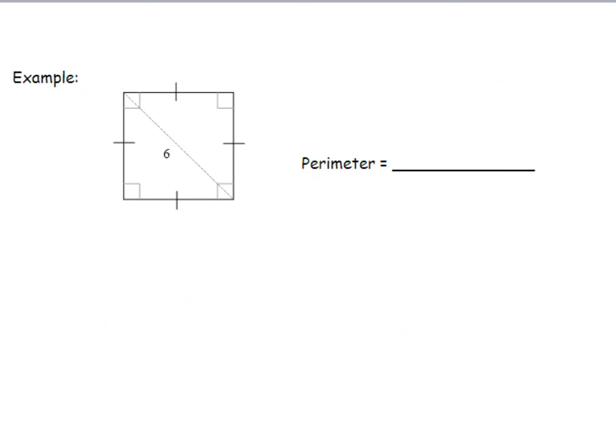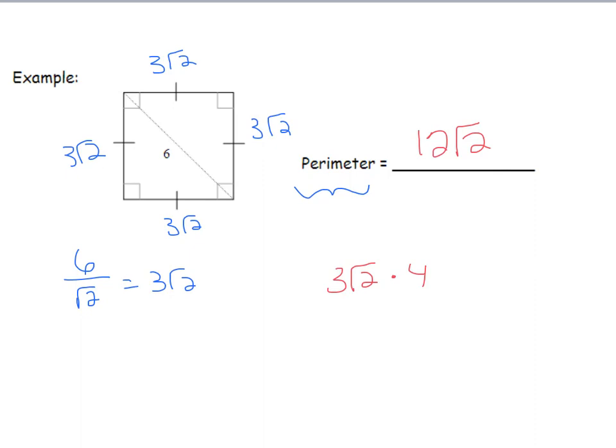I would like for you to work on this one, please, so pause it and then come back. Now I want you to find the side lengths because we need to find the perimeter. Perimeter is what we're looking for in the long run. If this is the hypotenuse, you would divide by the square root of 2. You get that each side is 3 square roots of 2. But remember, you want the perimeter. There's 4 sides at 3 square roots of 2, which gives me a total of 12 square roots of 2.